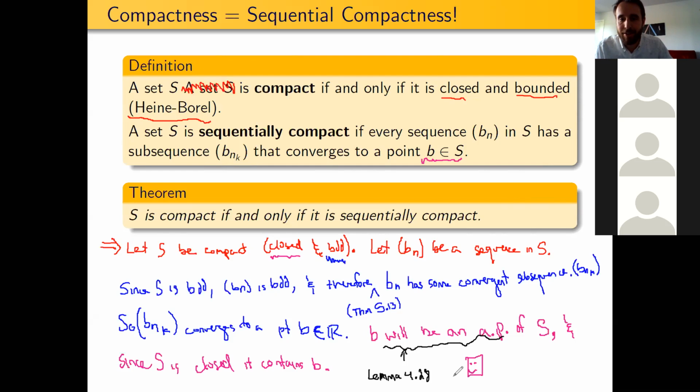So I guess what I should have said here is, by Lemma 4.28, either B is an element of S or B is an accumulation point of S. If it is in S, then we're good to go, because that's what we were trying to show to begin with. And if it's an accumulation point of S, then since S is closed, it's in S anyway. So no matter what, we get that B is an element of S.